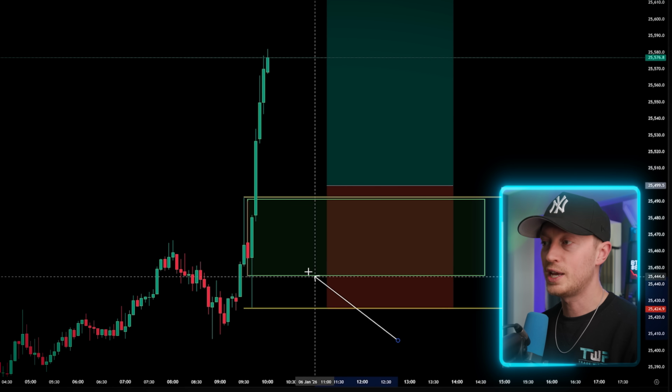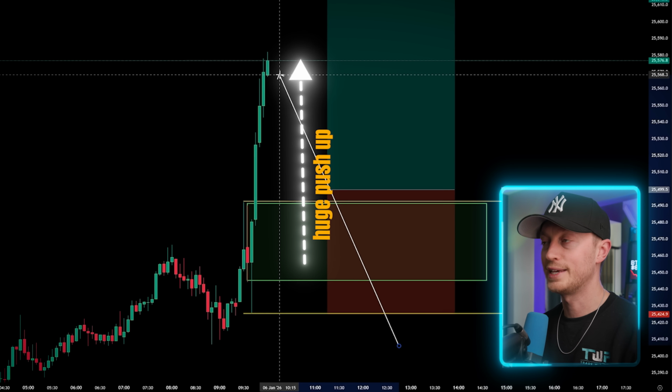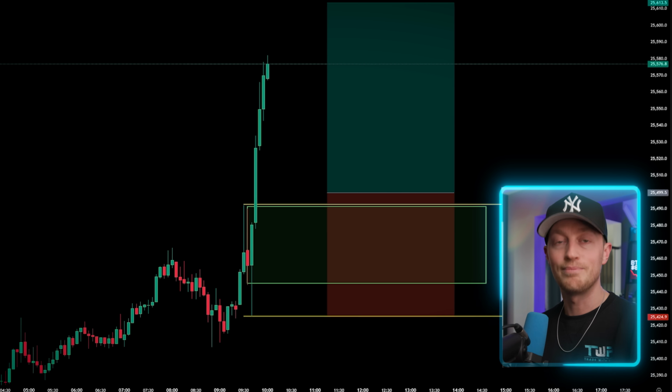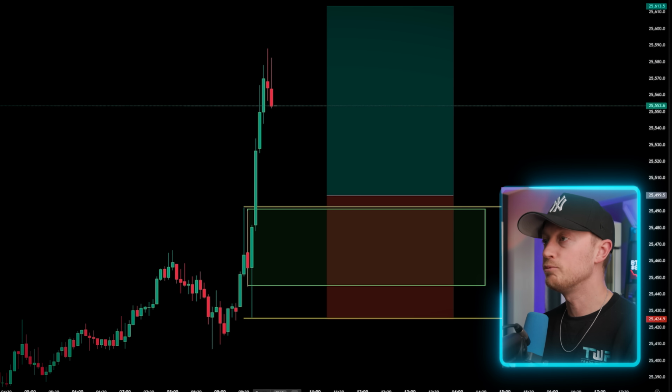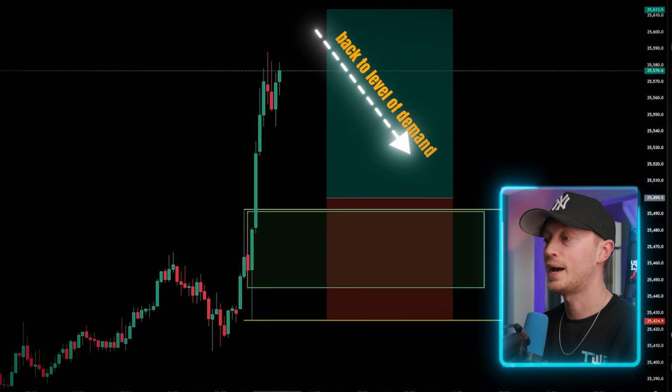And a demand zone is just a huge push up with big green candles in a row. I've got a lot of videos on that. Make sure to check them out on this channel. And then I'm just waiting for price to come back to that level of demand.